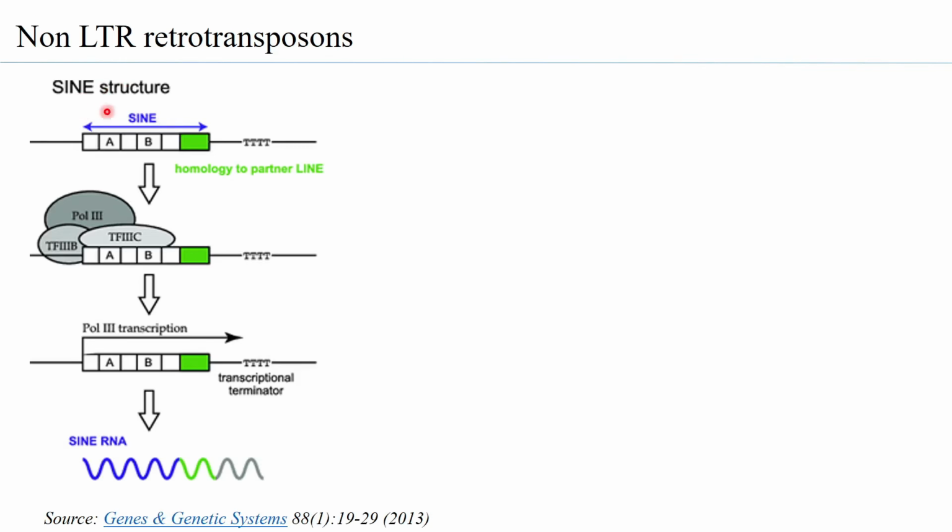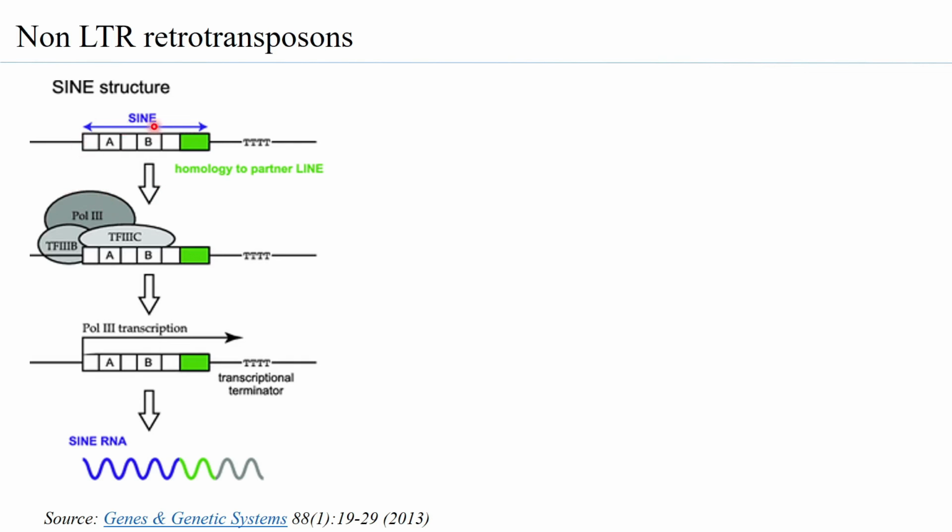Now interestingly, the short interspersed nuclear elements are non-autonomous transposons. When we say non-autonomous transposons, it means that it does not have the enzymes for transposition in its structure. So it has to rely on the enzymes for transposition from another transposon.